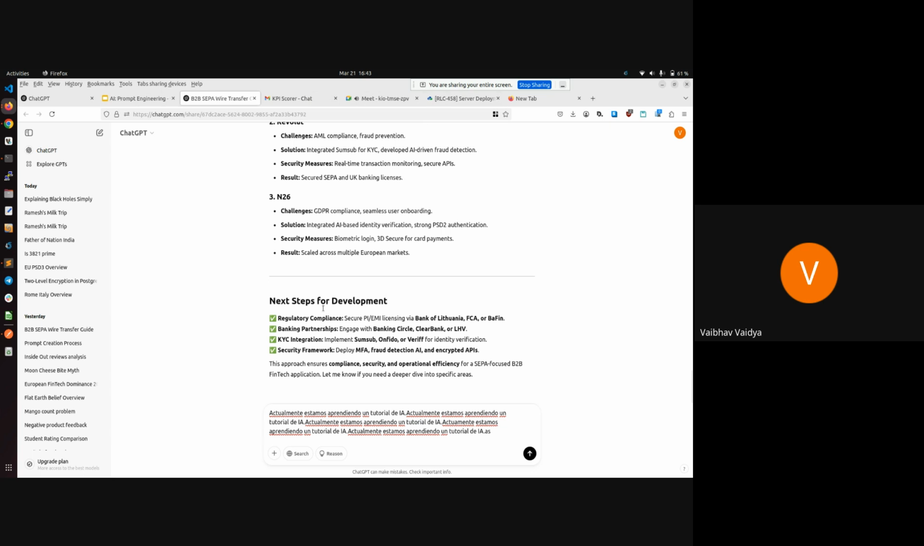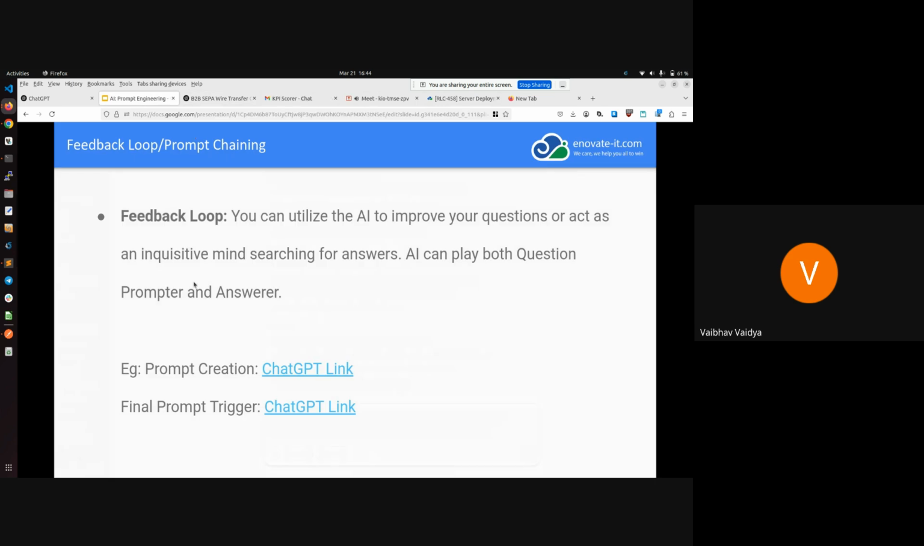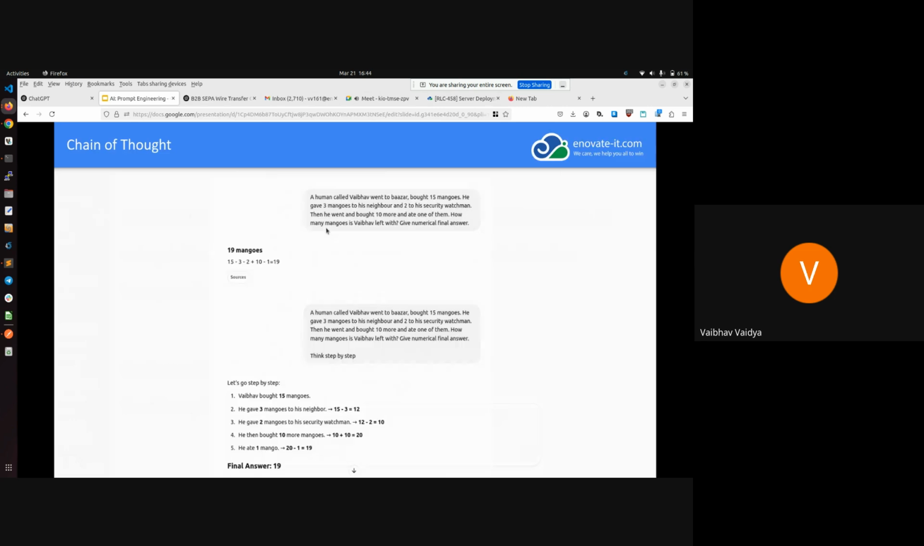It has also given me my next steps for development. You need to make sure all these steps are followed, and only then can you go ahead and start with the integration of your fintech application. So this is known as a feedback loop. You utilize AI to play both sets of roles, the question prompter and the answerer. Any questions on this?